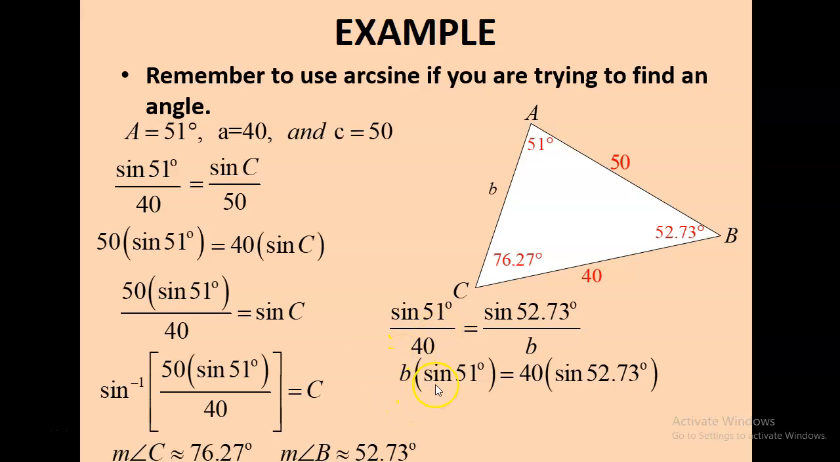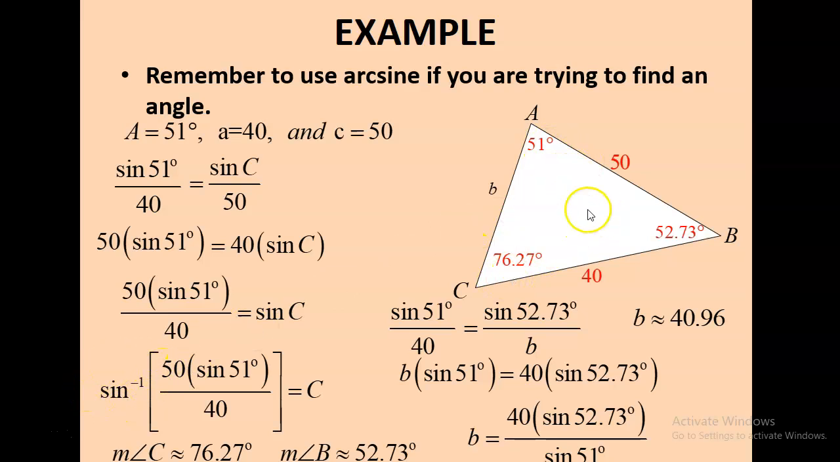We'll get B by itself by dividing by sine of 51 on both sides. So we have B is equal to 40 times the sine of 52.73 divided by the sine of 51 degrees. And that will tell you real quickly, once you punch that all in, that the length of side B is approximately 40.96. If you were going to round to the nearest tenth, you'd call that 41.0. So there you go. And this is a situation where we did not have the measure of an angle to start off with.